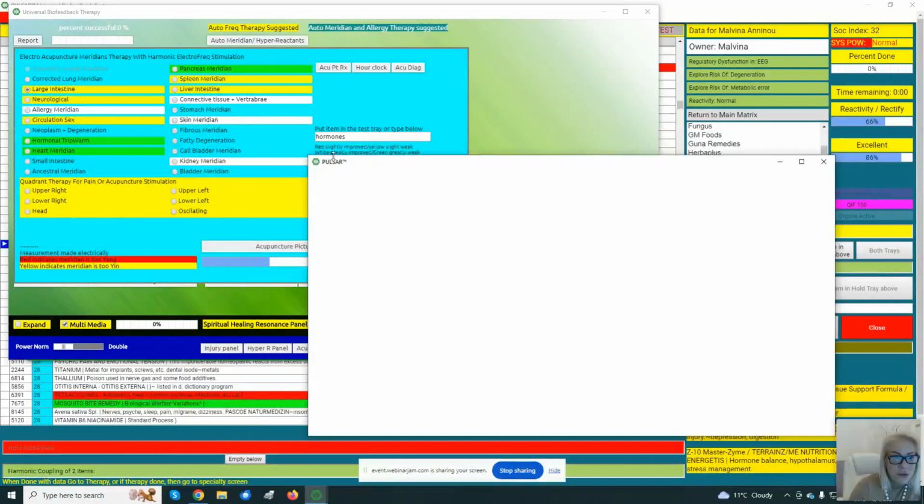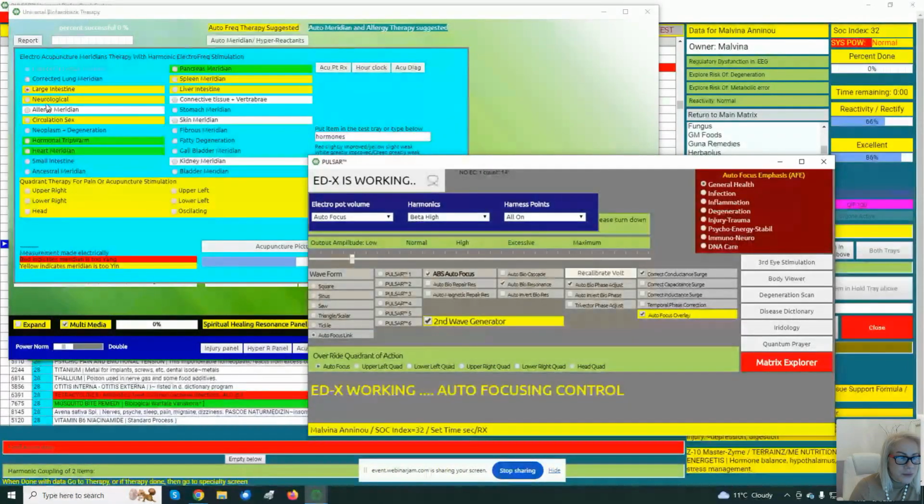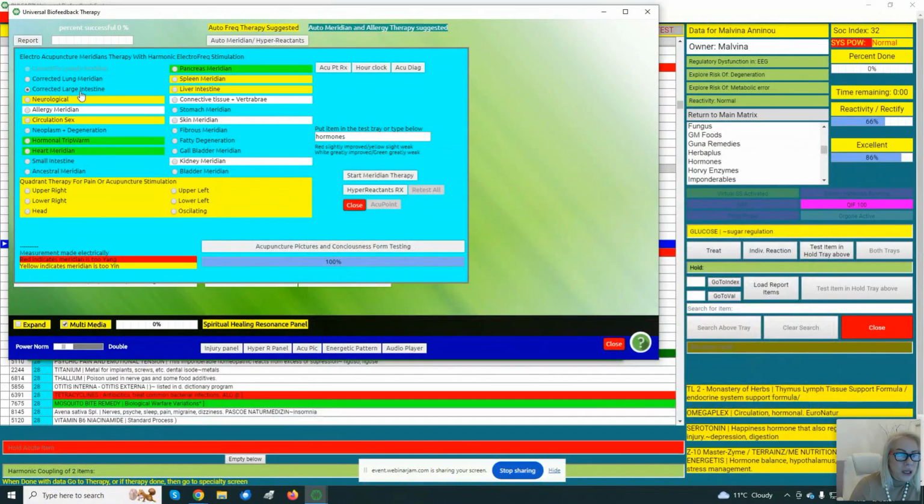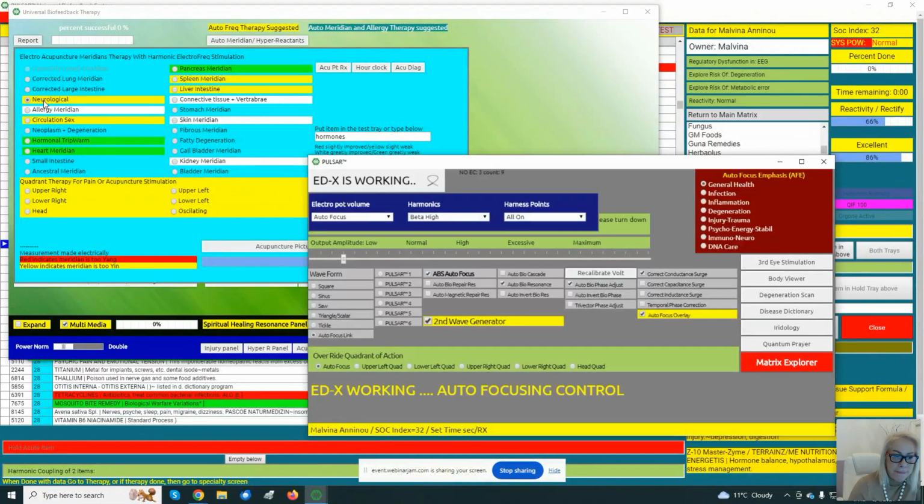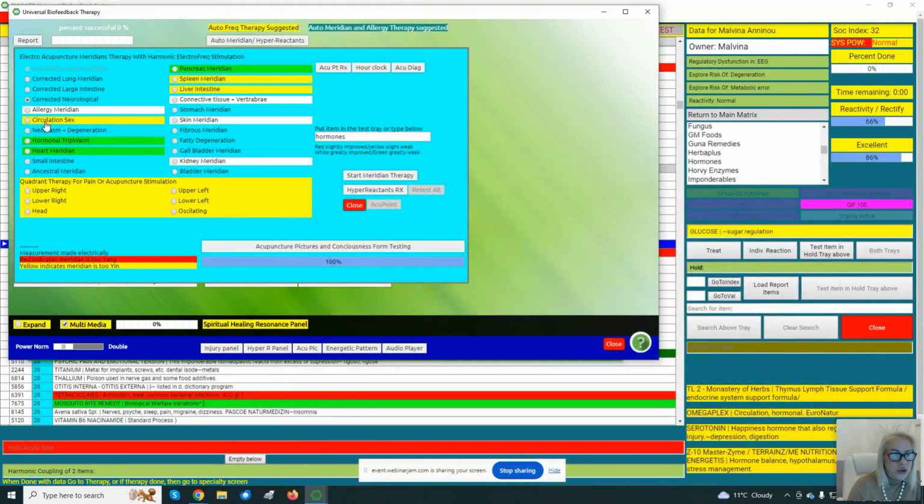The white is greatly improved. So there was an issue there. It caught an issue on the white one, let's say for the allergy meridian, but it was corrected while it was passing through. So that's okay, corrected. Let's do the neurological. Corrected. Okay, allergy I don't need to do.